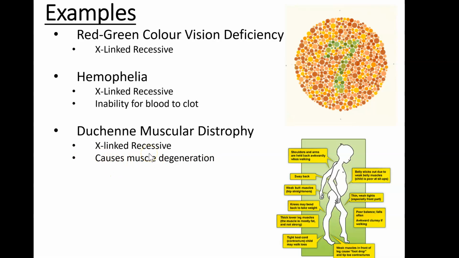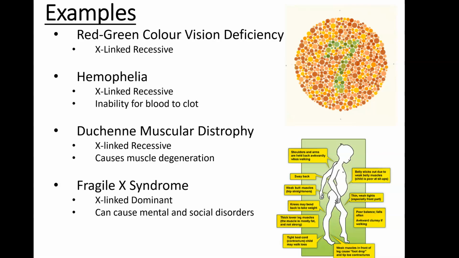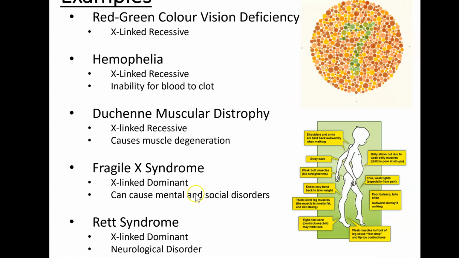This condition causes muscle degeneration. And then Fragile X syndrome. This is an X-linked dominant condition. So if you have this allele, the dominant allele makes the person express this condition. It can cause mental and social disorders. And Rett syndrome is also an X-linked dominant condition, and you can have neurological disorders as well.